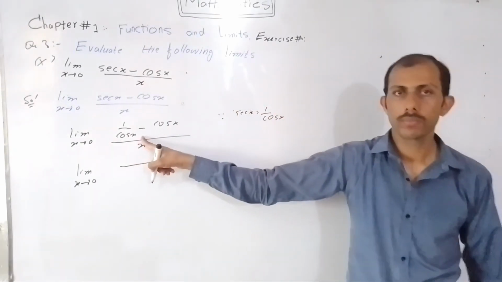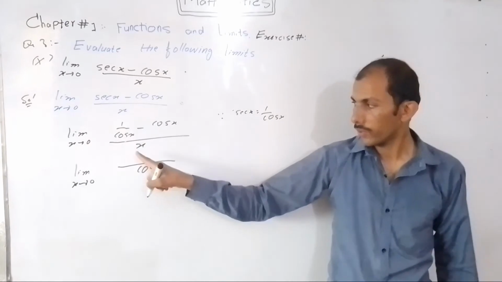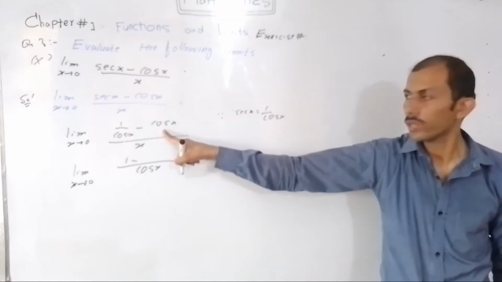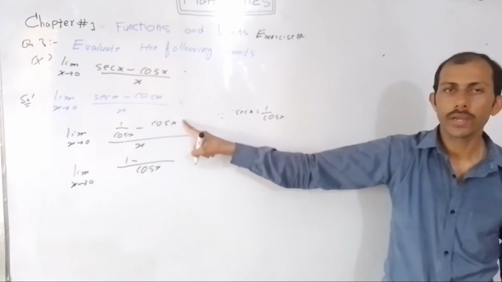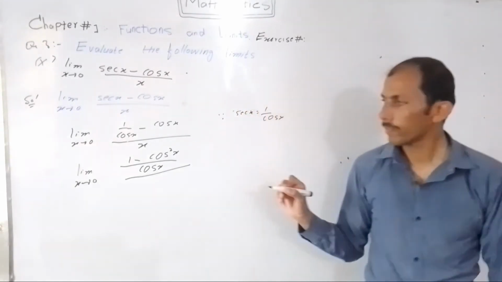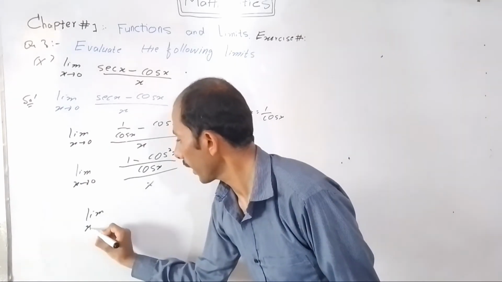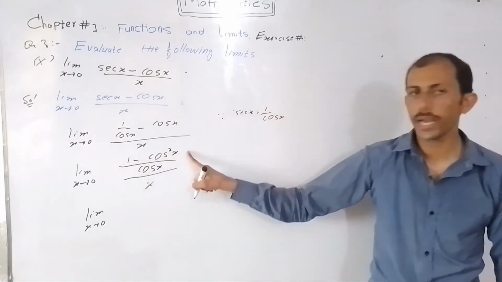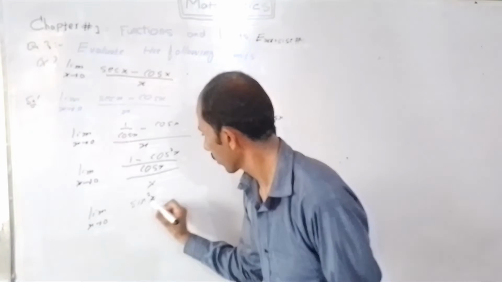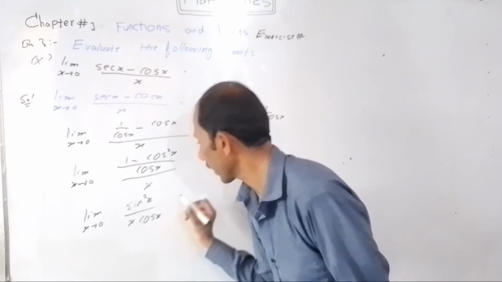Taking LCM, numerator form: cos x divided into LCM 1 time, so 1 multiplied by 1 minus cos x; the denominator has no term, so cos x multiplied by cos x is equal to cos square x, all divided by x. Limit x approaches 0, 1 minus cos square x is equal to sin square x, divided by x cos x.